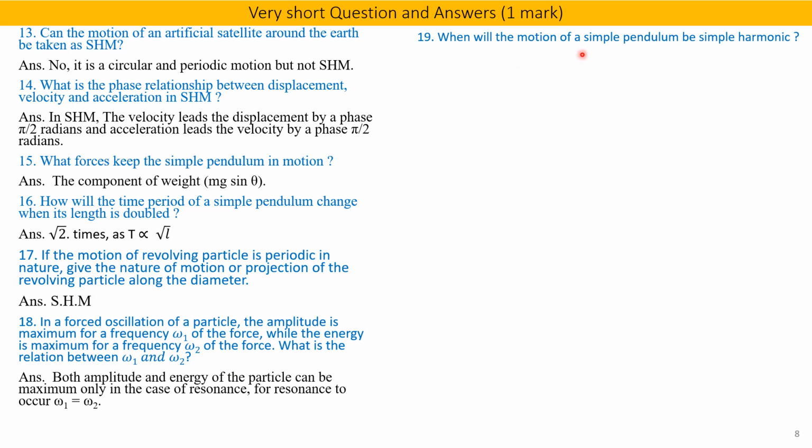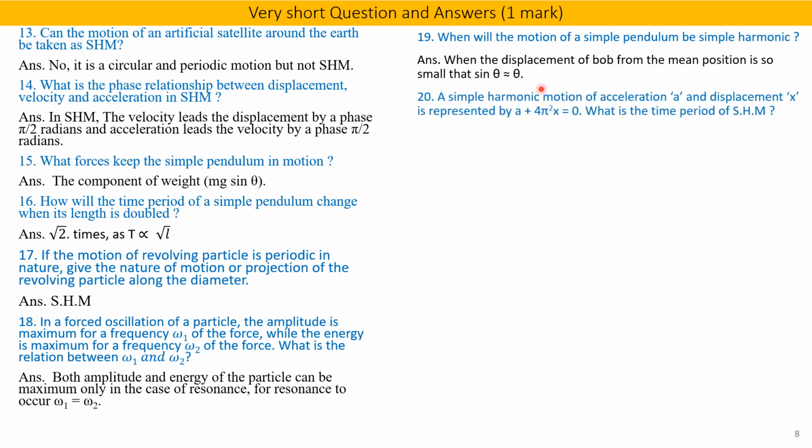When will the motion of a simple pendulum be simple harmonic? When the displacement of the bob from the mean position is so small that sin theta is approximately equal to theta.